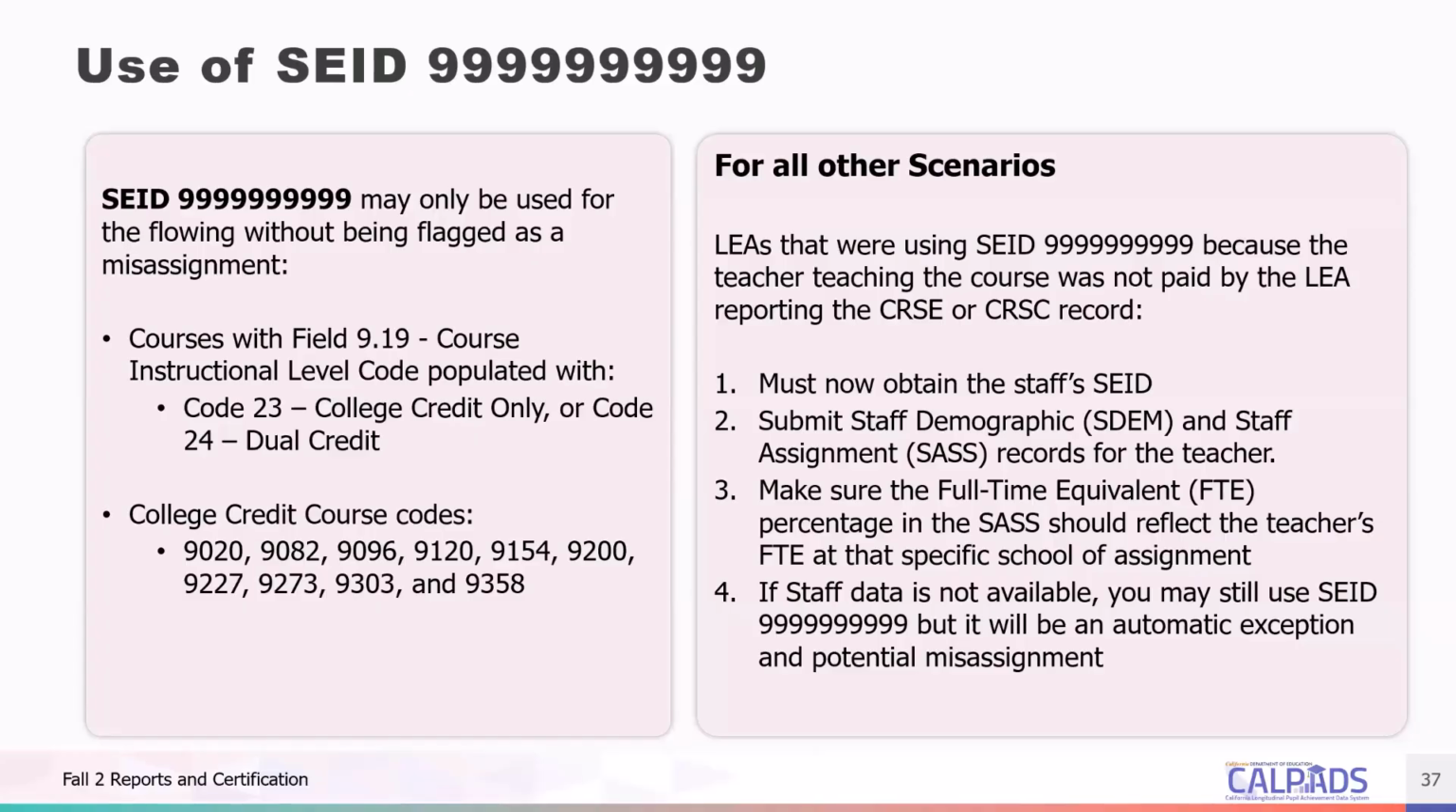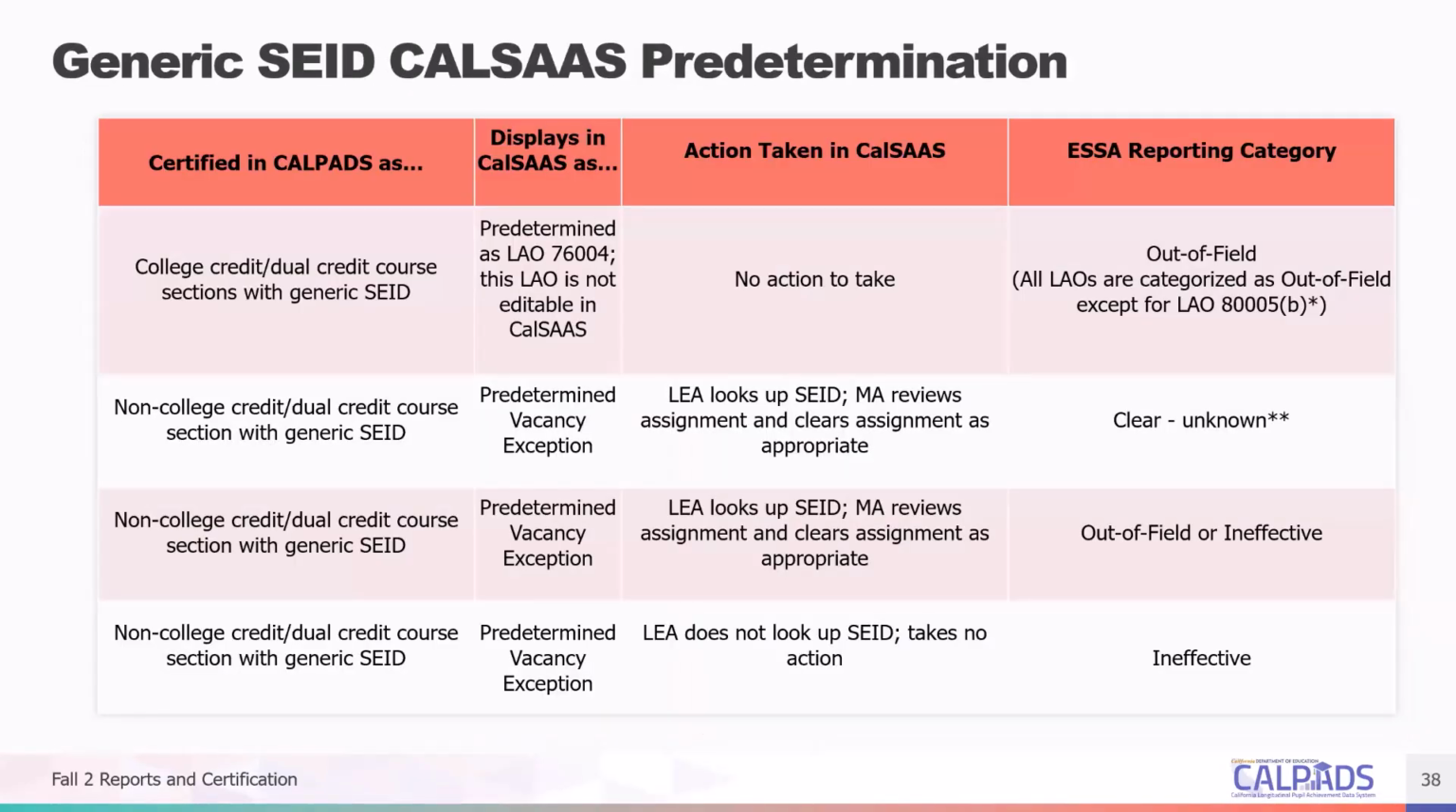It is appropriate if you have a staff member and you don't have their demographic information or you don't have access to the staff assignment information. It is appropriate in those instances. If you have a staff member that's not credentialed, rather than omitting the instruction for your student, report the course and use generic SEID 999.